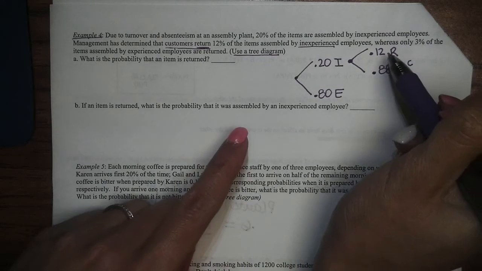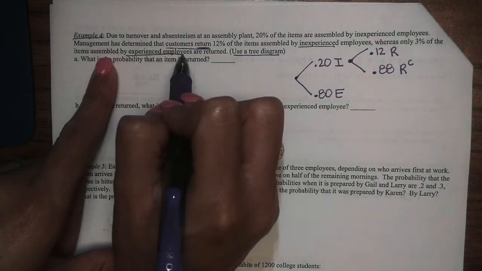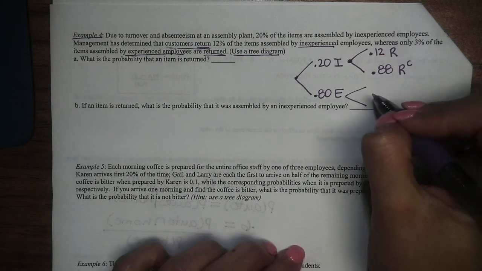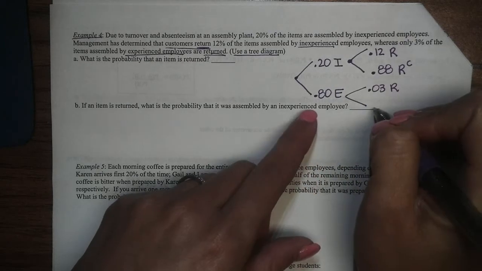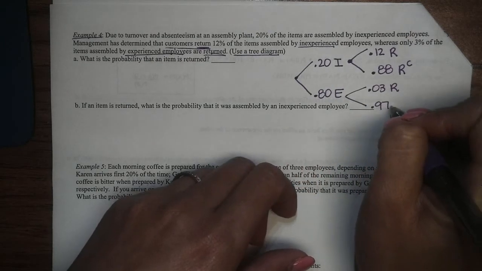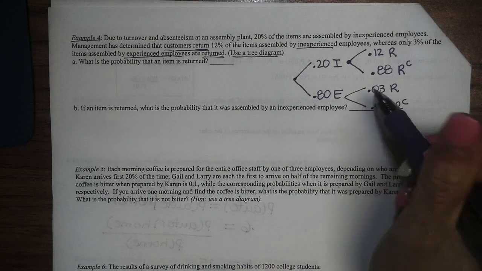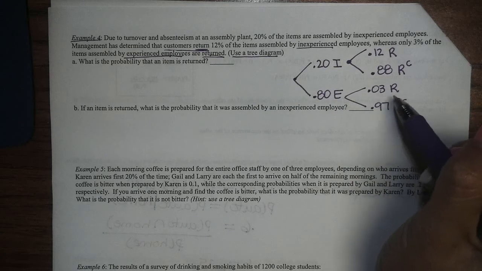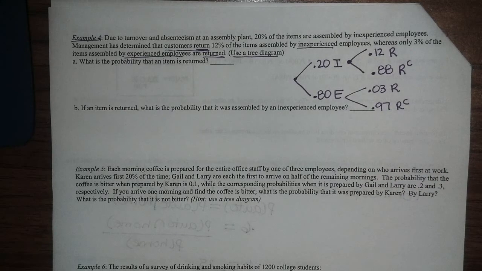Whereas it says only 3% of items that were made by the experienced people were returned. So over here, my little tree branch is going to be only 3% returned and 97% not returned. You can put not returned, or you can put return complement. So that kind of makes sense. People that are experienced, I guess, do the job better, so there's less chance of being returned versus the inexperienced workers. So now the question says, A, what is the probability that the item is returned?